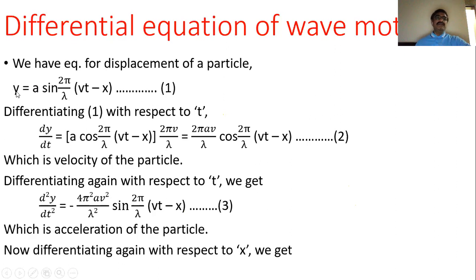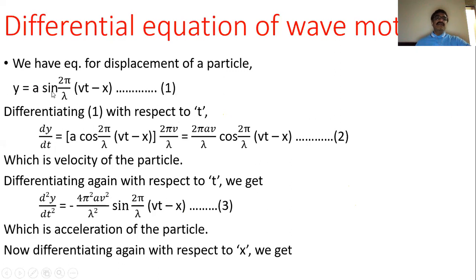It represents displacement of the particle. Then the rate of change of this displacement of the particle will be the particle velocity, that is dy by dt, and this can be simply obtained by differentiating equation 1 with respect to t.